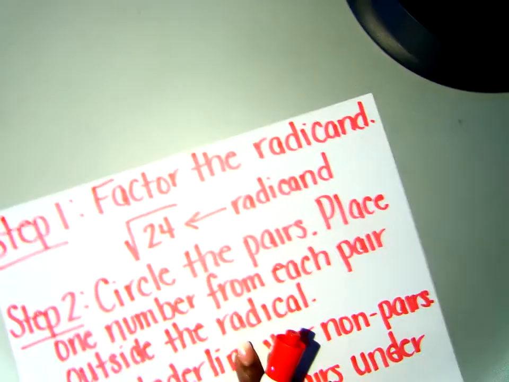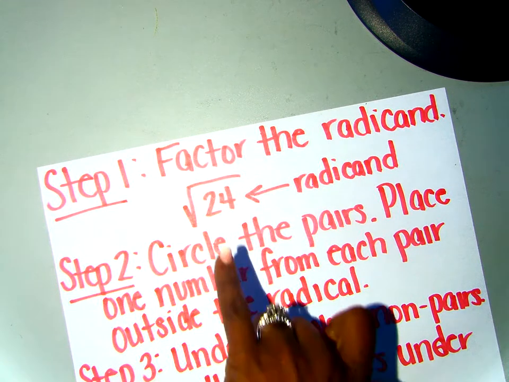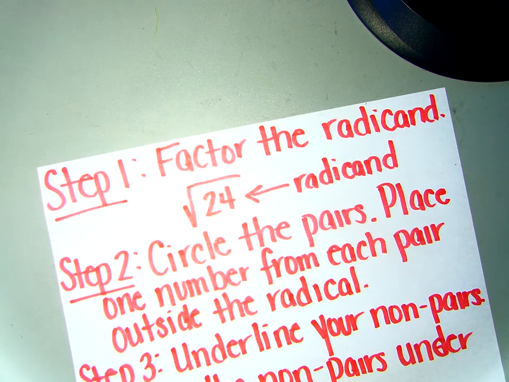Okay, today we will be simplifying radicals using prime factorization. So I have created 3 steps in simplifying radicals using prime factorization. Alright, step 1 is factor the radicand. In this case, the square root of 24. 24 is what we call the radicand, so we would factor 24.